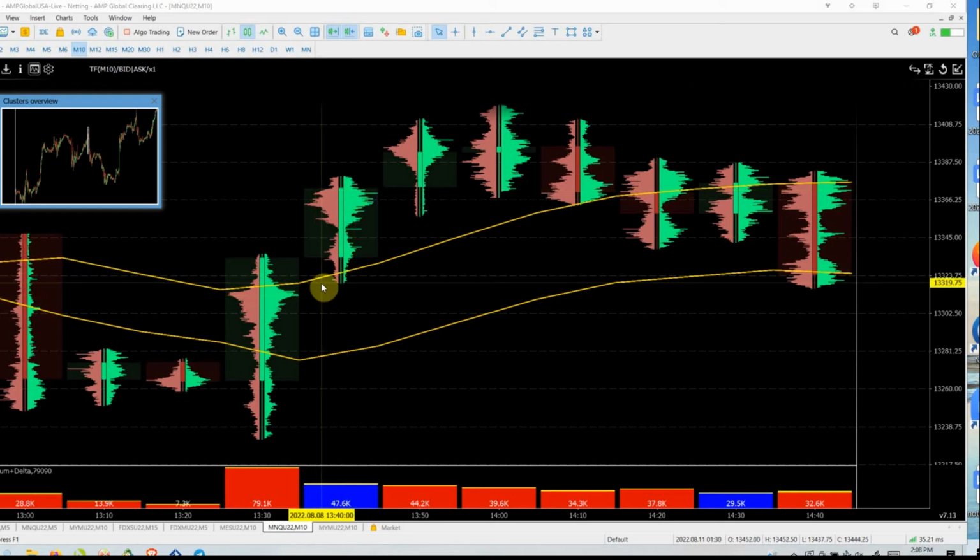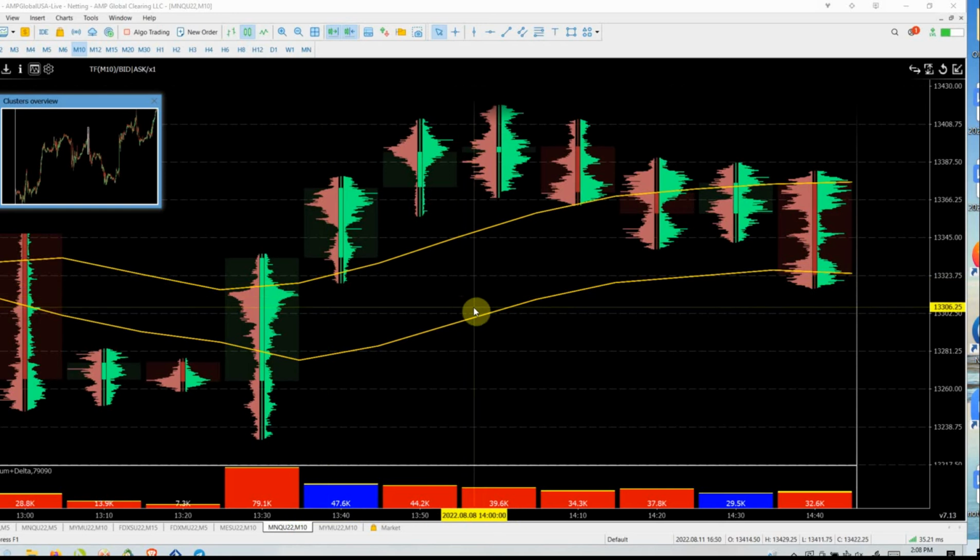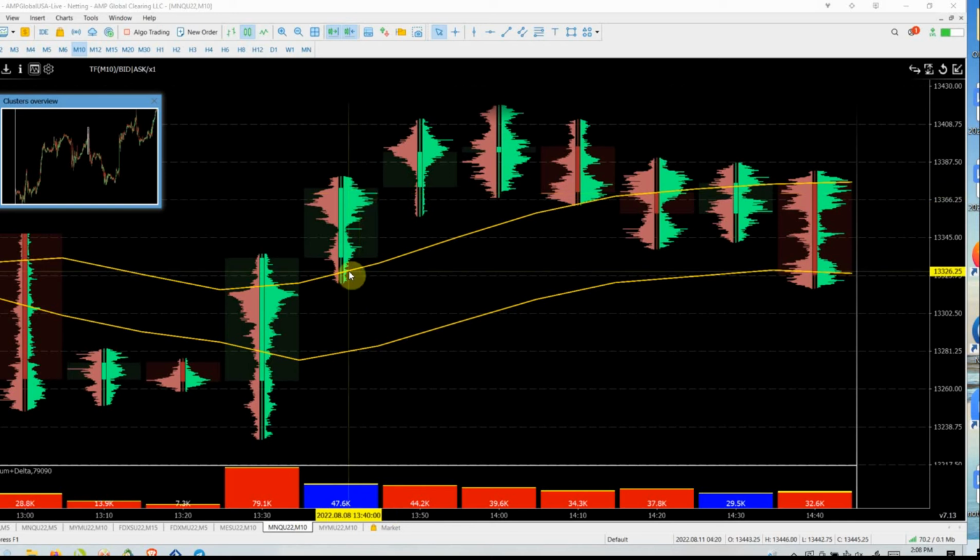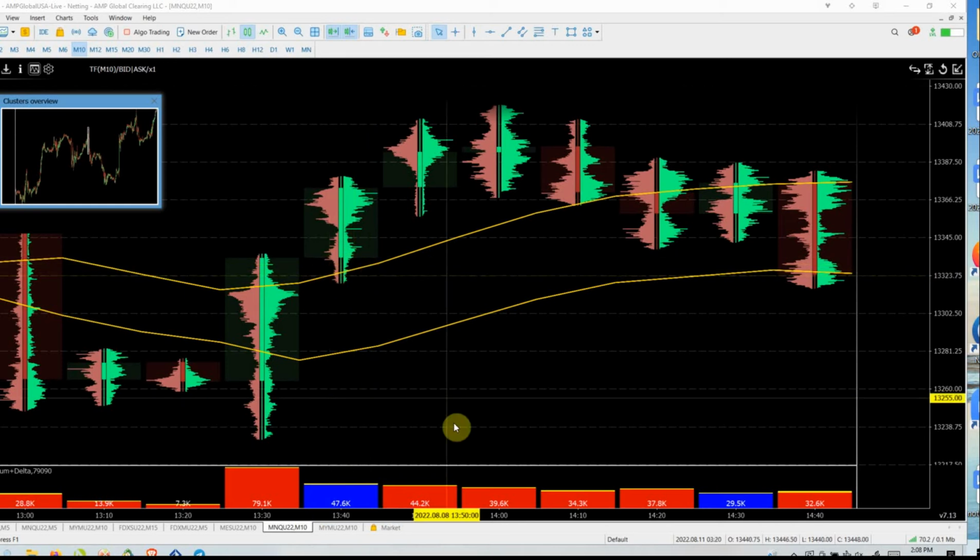And generally speaking, if you have an up candle and most of the trading action is taking place at the top, that's usually a pretty good sign. If you have a down candle and most of the trading action is happening towards the bottom when the candle closes, that's a pretty good sign that that downtrend will continue.